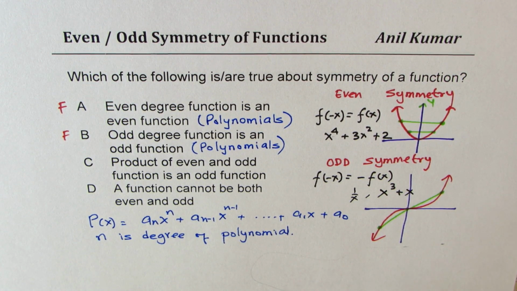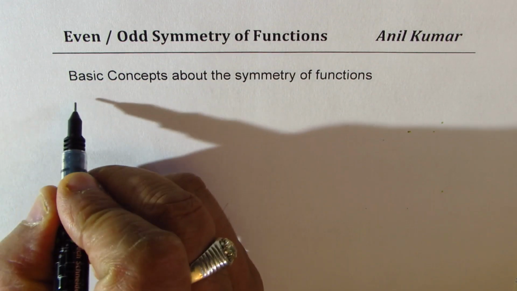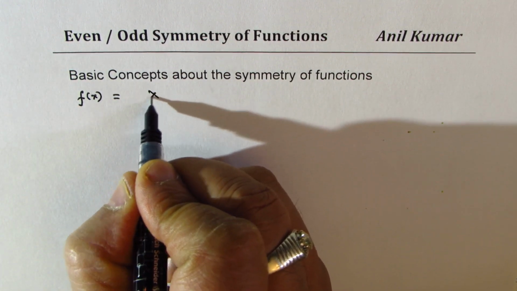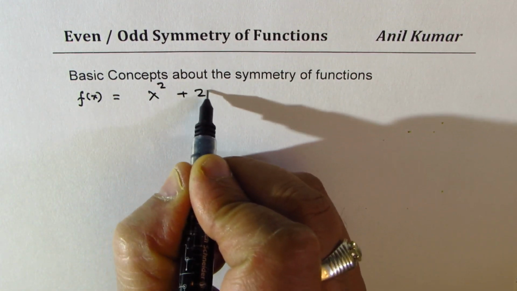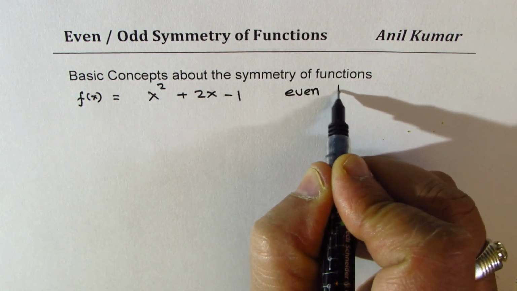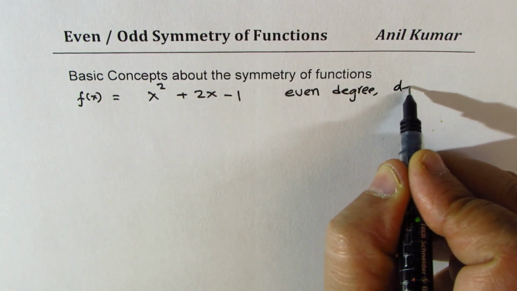Okay, so let's explore the first two criteria first. So let us take a function, let us say f of x, which is x squared plus 2x minus 1. Now this is an even degree function, right? Degree being 2.